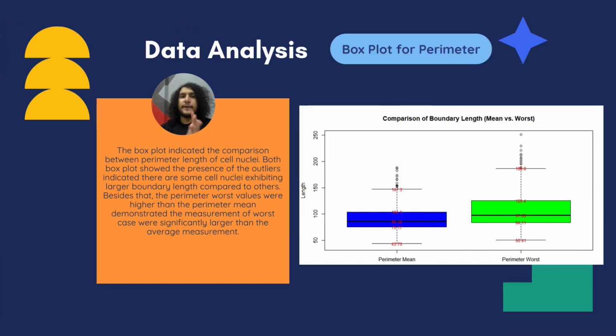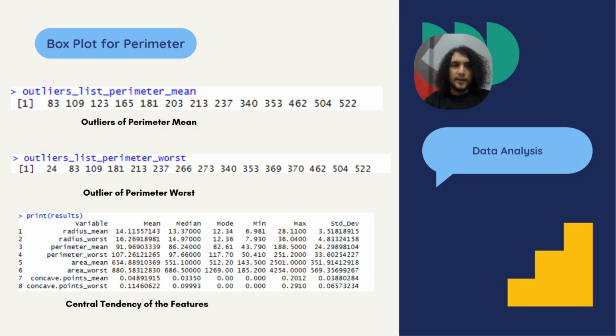So, moving to the outlier analysis. Basically, there are two box plots. The box plots compare the perimeter length of the cell nucleus. Both box plots show the presence of outliers and indicate there are some cell nuclei exhibiting a large boundary length compared to others. Besides that, the perimeter worst values were higher than the perimeter mean, demonstrating that the measurements of the worst case were significantly larger than the average measurement. So basically, here are the outliers for both perimeter mean and perimeter worst.